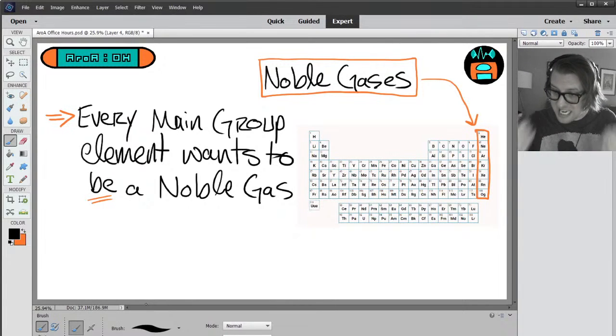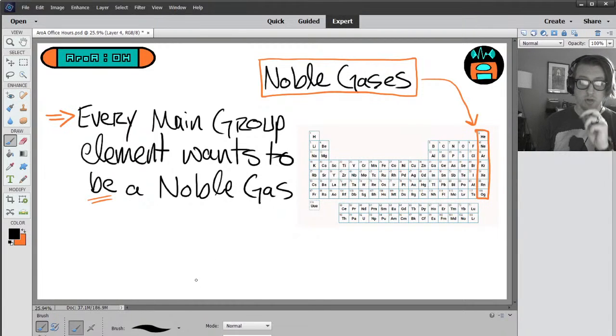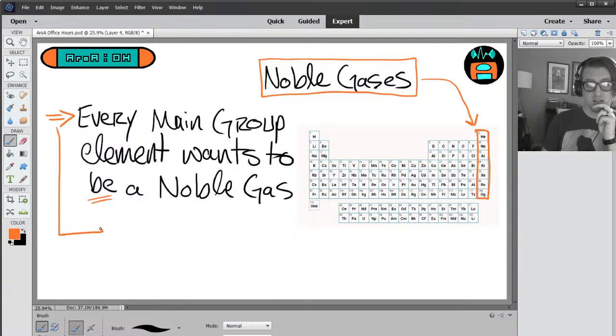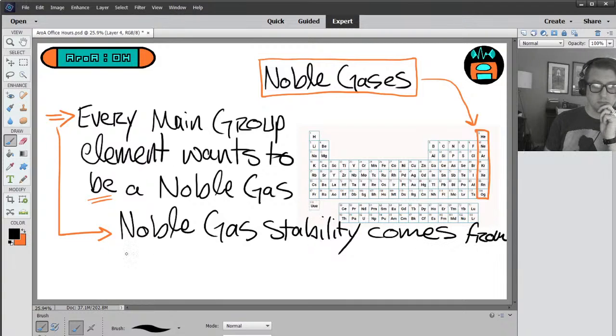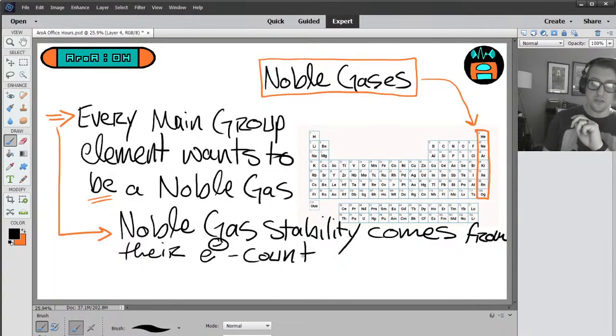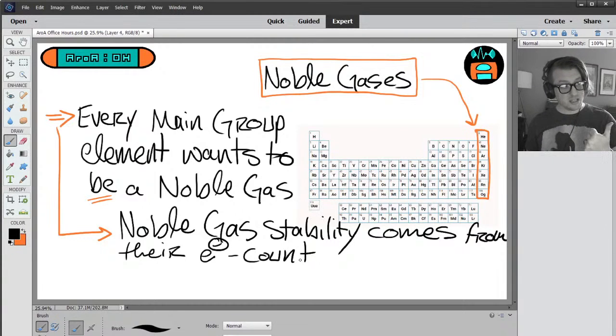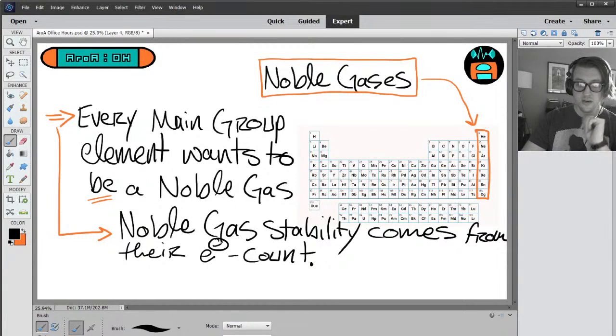And the key to their stability, what makes them so stable, is their electron count. Noble gas stability comes from their electron count. And every other main group element is willing to steal electrons or give their electrons away in order to have the same electron count as their nearest noble gas.